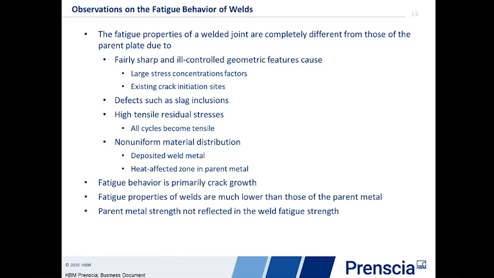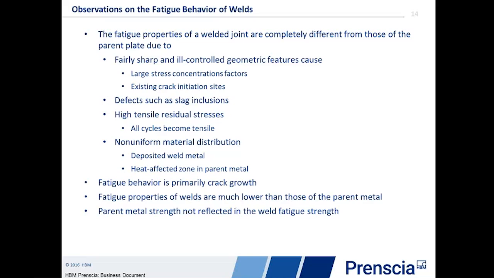Probably the critical one is that the fatigue properties of the welded structure are completely different than those of the parent metal that we've welded. And this is due to a variety of reasons, and one, again, goes back to looking at the weld toe, where we have very sharp, ill-controlled geometric features, large stress concentrators, even existing crack initiation sites. We can have defects in the weld as well, things like slag inclusions that may be failure locations.